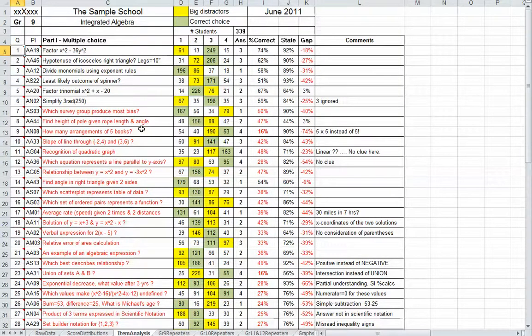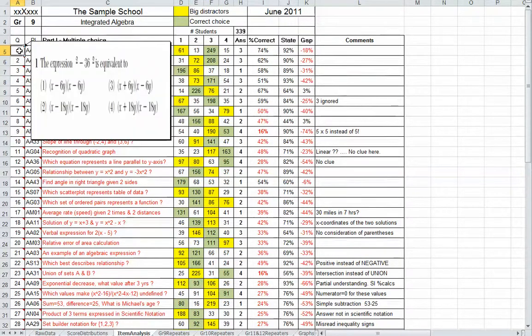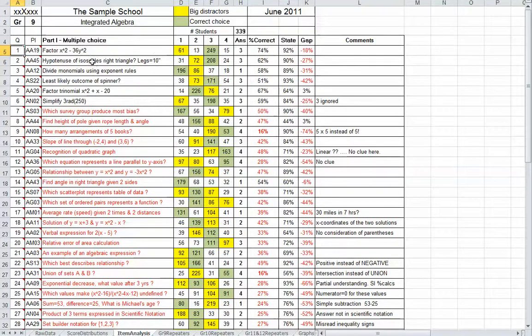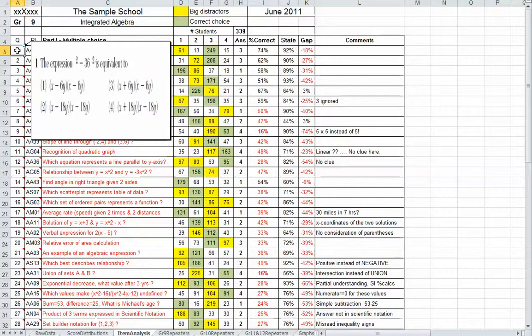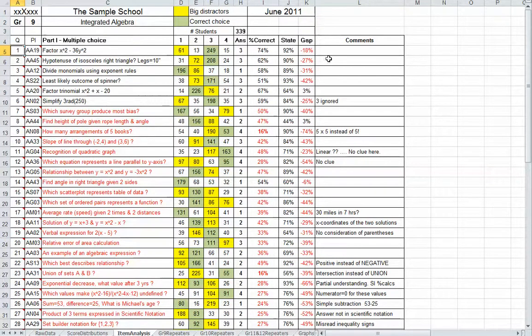The item analysis is much more interesting for integrated algebra, and that's obviously because we know what the questions are. Here are the standards: identify and factor the difference of two perfect squares, and here in fact is the question. We can look over here at the responses, the number of students for each response, and the big distractor is option 1, x minus 6y, x minus 6y. They clearly didn't understand difference of perfect squares. That should have been the comment here, that the x plus y, x minus y is not fully understood.